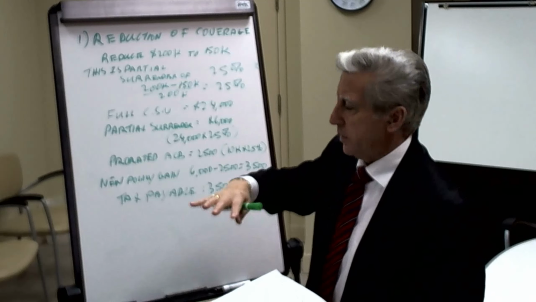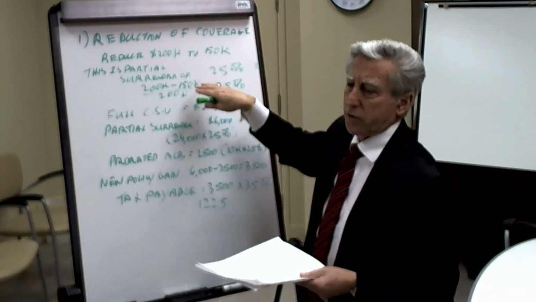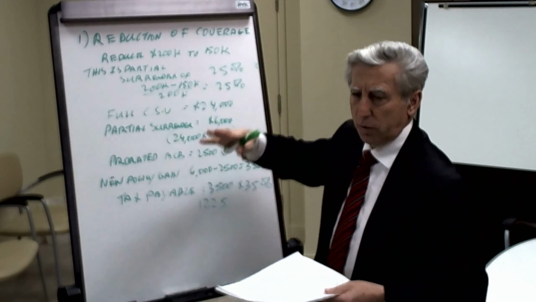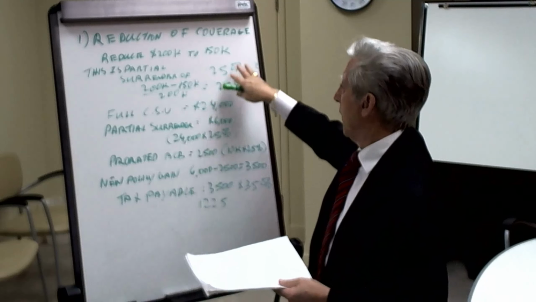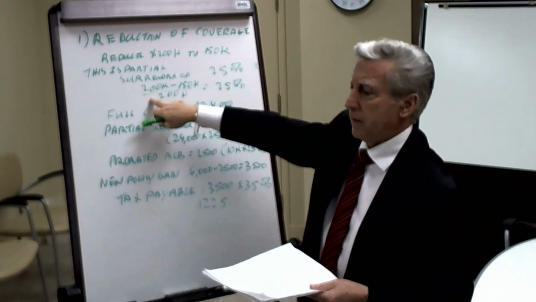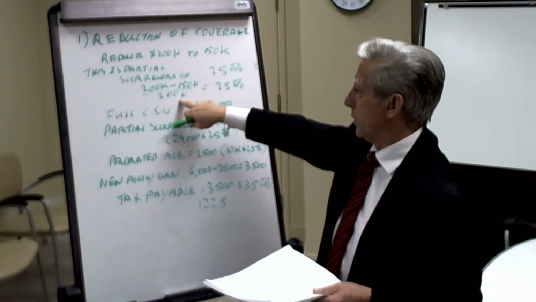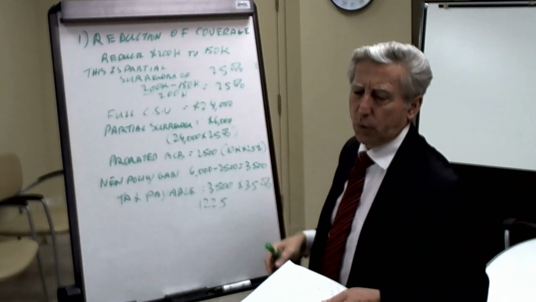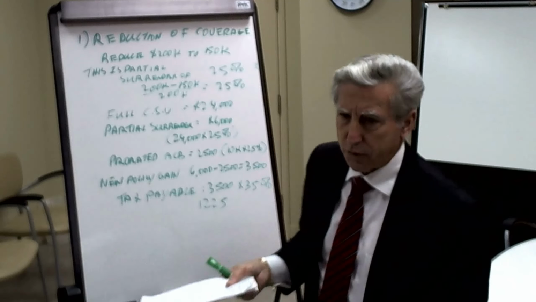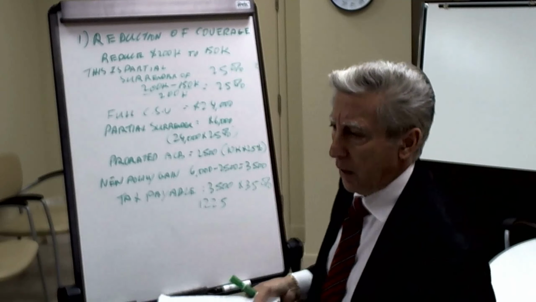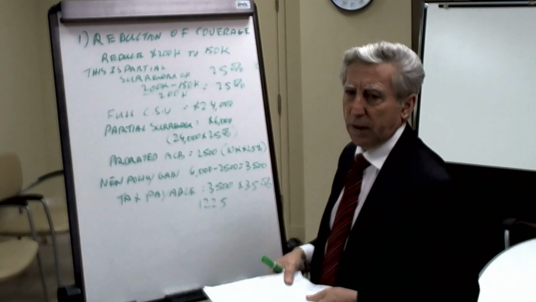Just by the fact that you're reducing the amount of coverage, you actually have a partial surrender of 25%. In other words, she's reduced her policy by 25%. How we get that, of course, is the original $200,000 minus the $105,000, which is the new coverage, divided by the old coverage of $200,000, which throws up 25%. So basically Jessie has reduced the amount of coverage by 25%.